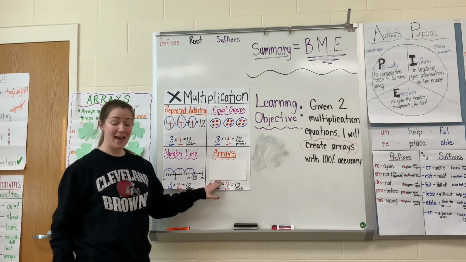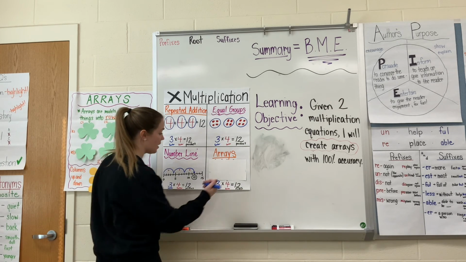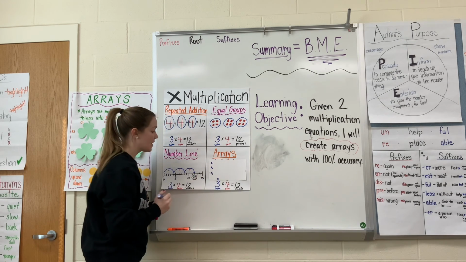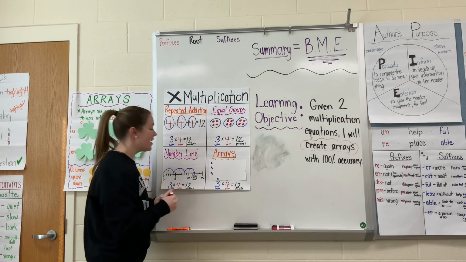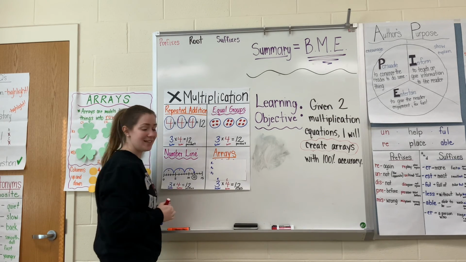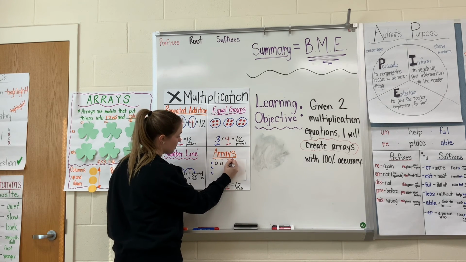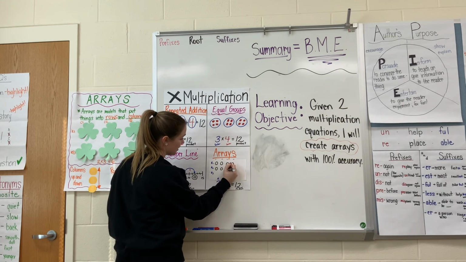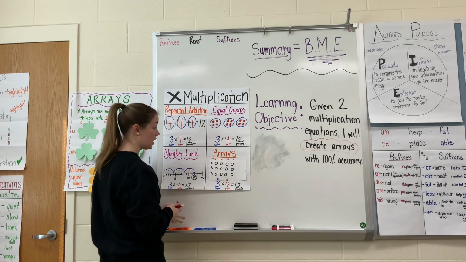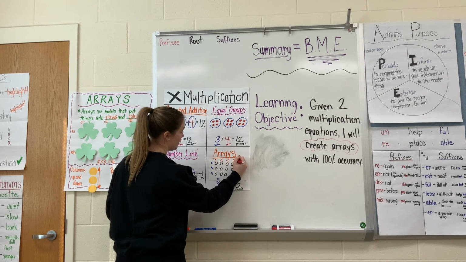So again, we have our multiplication equation 3 times 4. So remember, our first number is going to be our rows. So I need 3 rows. And our second number is going to be our columns. Good. So I need 4 circles in each row, okay? So everybody count, 1, 2, 3, 4. 1, 2, 3, 4. And 1, 2, 3, 4. And let's go ahead and double check our columns. We've got column 1, column 2, column 3, and column 4.